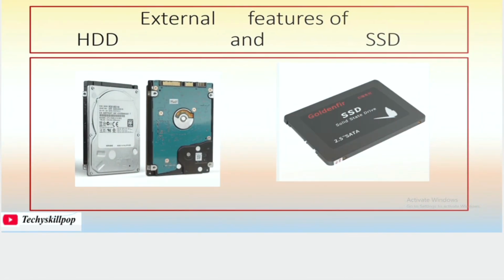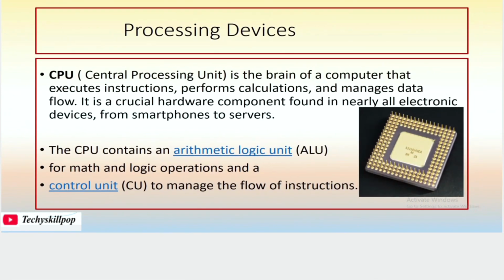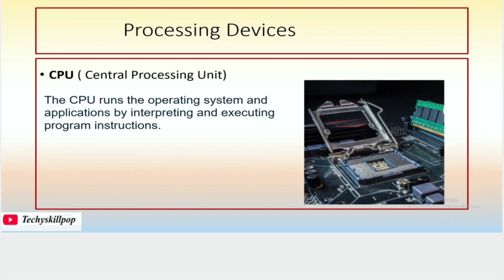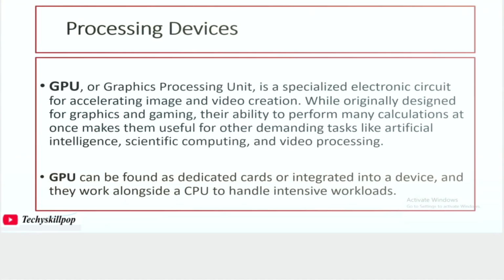Processing devices. CPU is the brain of a computer that executes instructions, performs calculations, and manages data flow. It is a crucial hardware component found in nearly all electronic devices from smartphones to servers. The CPU contains an arithmetic logic unit for math and logic operations and a control unit to manage the flow of instructions. The CPU runs the operating systems and applications by interpreting and executing program instructions.